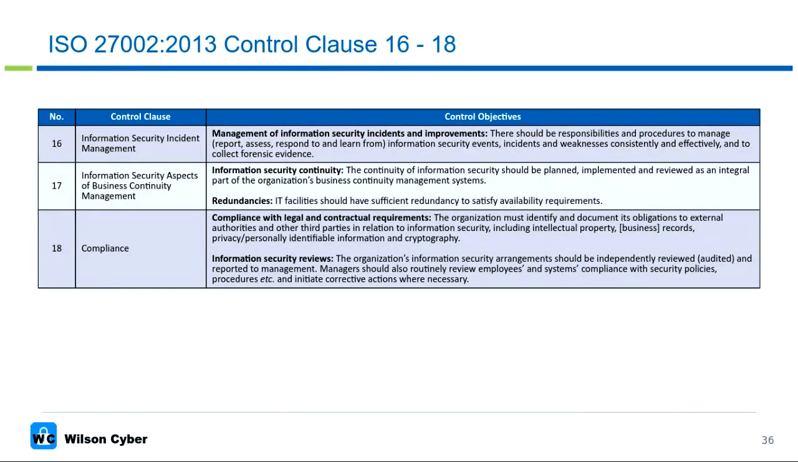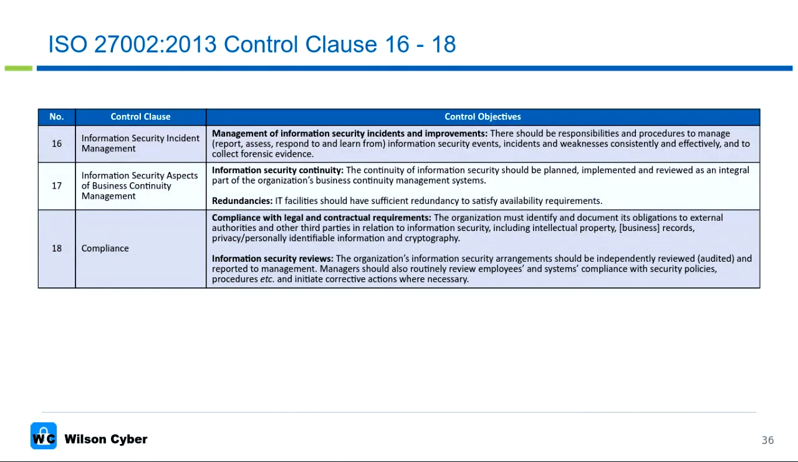Under Control Clause 17, information security aspects of business continuity management, we have 2 control objectives. Information security continuity. The continuity of information security should be planned, implemented, and reviewed as an integral part of the organization's business continuity management systems. And redundancies. IT facilities should have sufficient redundancy to satisfy availability requirements.